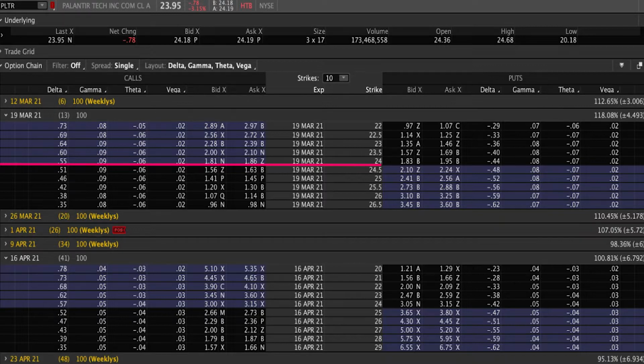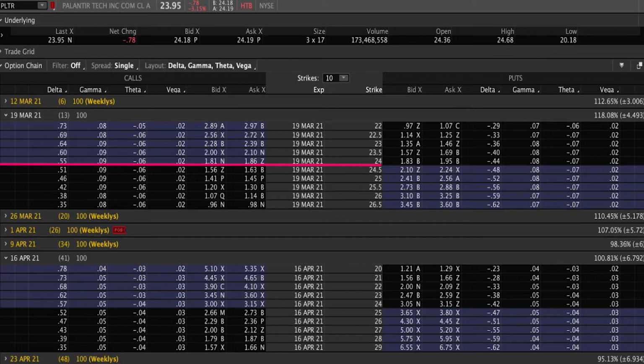If you look at the puts, delta is negative. That means the premium will fall when the stock moves up and increase the other way around. Also, looking at the same contract, it means that we have approximately a 55% chance that by the 19th of March, Palantir will trade above $24.